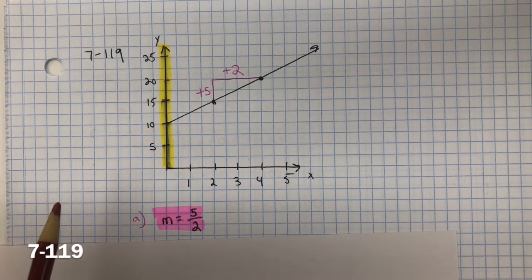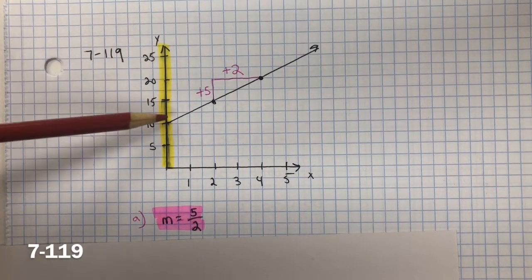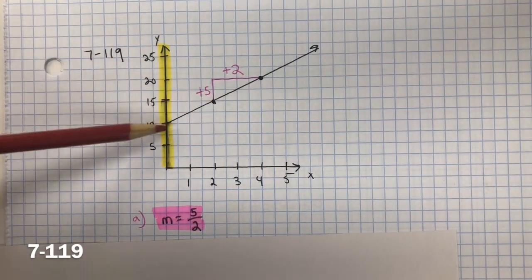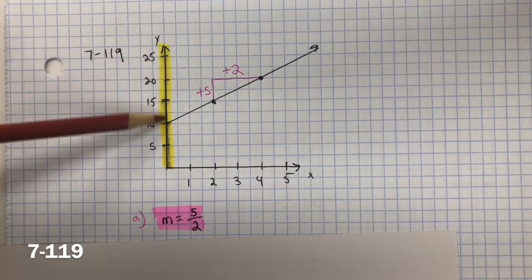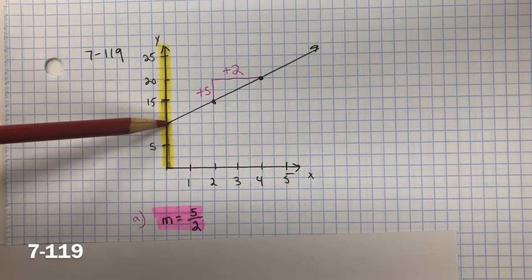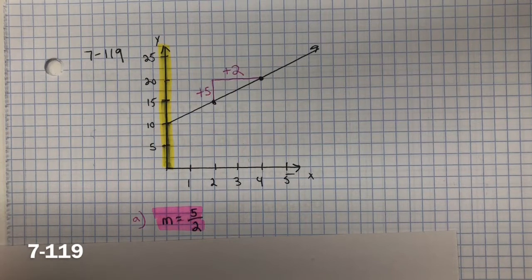In part B, what is the y-intercept? Well, the y-intercept is where the line intersects the y-axis. And I highlighted the y-axis here, and it intersects at 10. So the y-intercept equals 10.